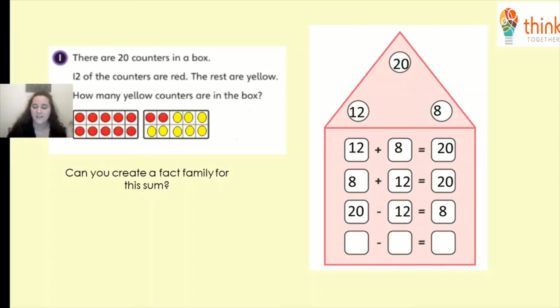Have you done that? Incredible. Let's check. Here we go. 20 take away 8 equals 12. Can you see there? We've switched around the parts 12 and 8 to create our final number sentence.